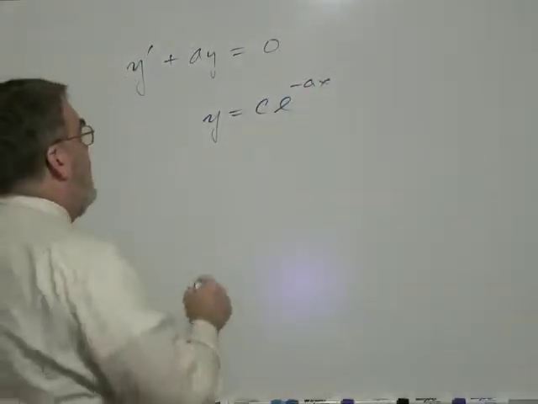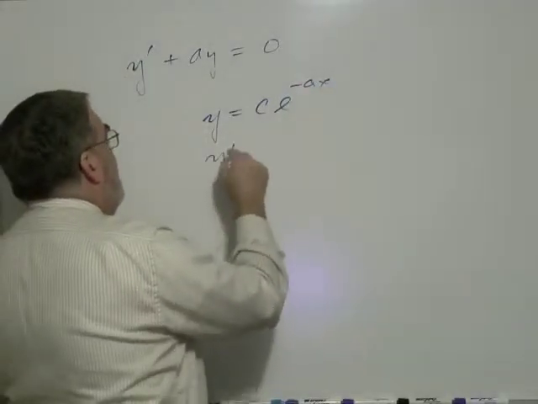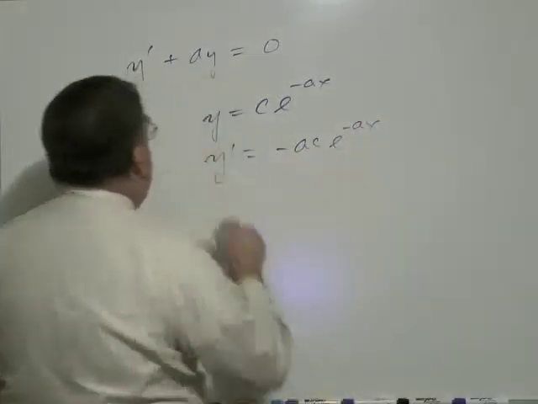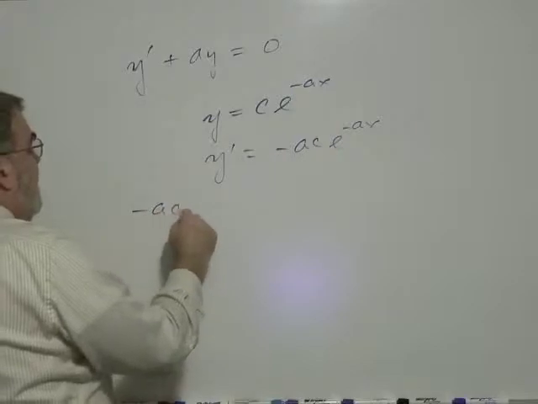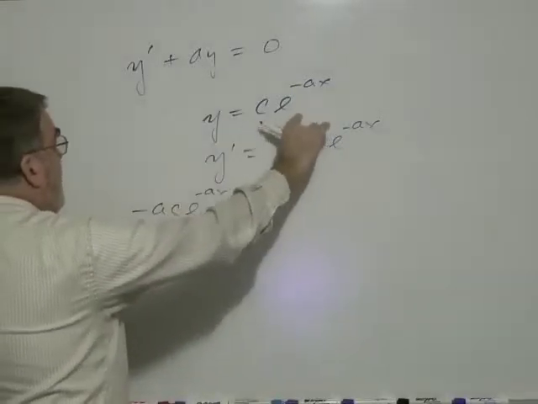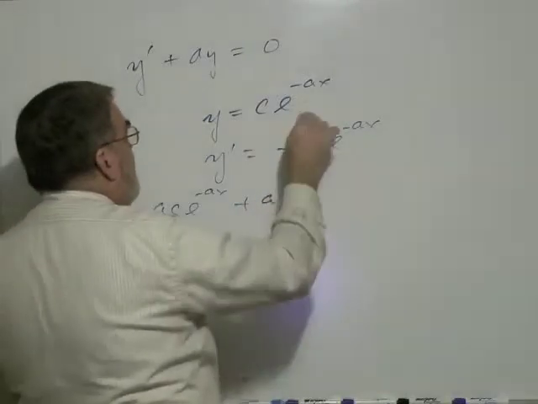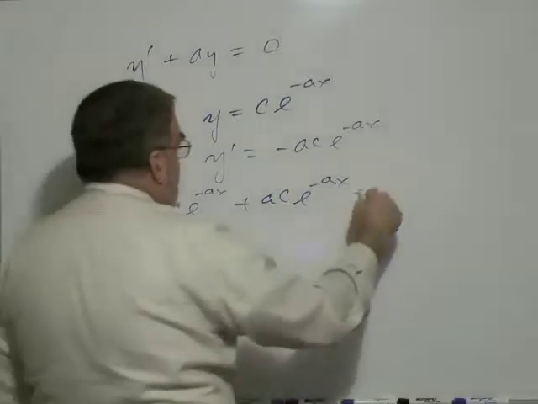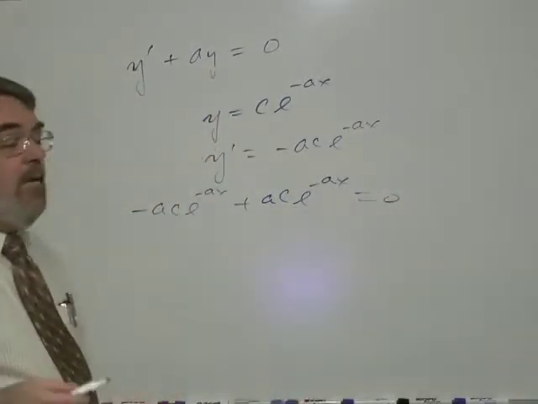So let's verify that. If I take this derivative, y prime is minus ac e to the negative ax. And if we plug it in up here, we have minus ac e to the negative ax plus a times y, plus a times ce to the minus ax. And look at that, they cancel. Equals 0. So it works.